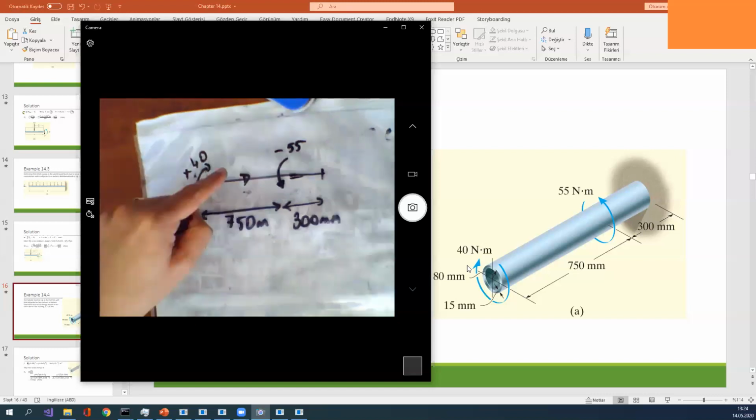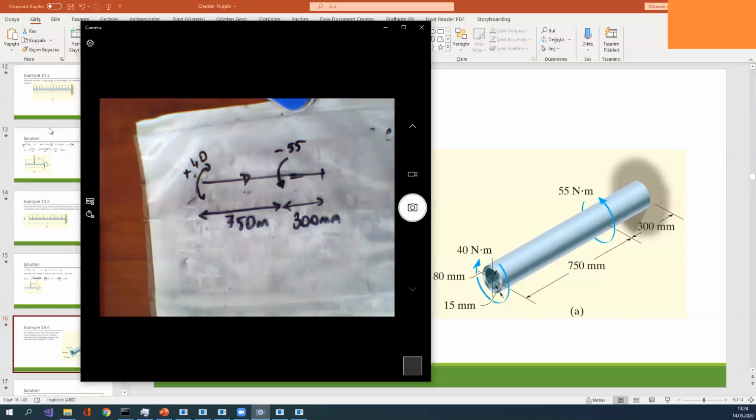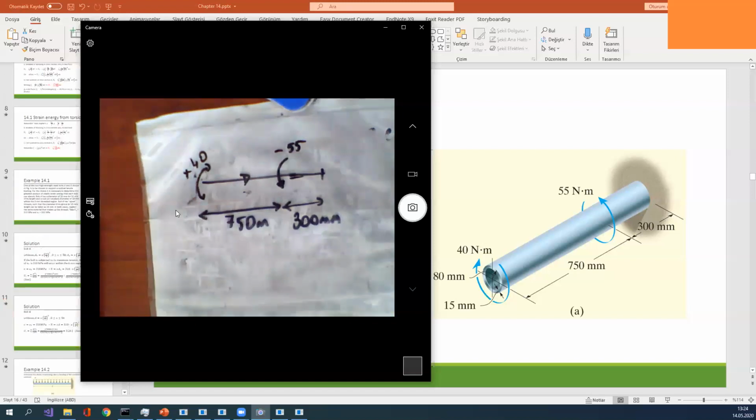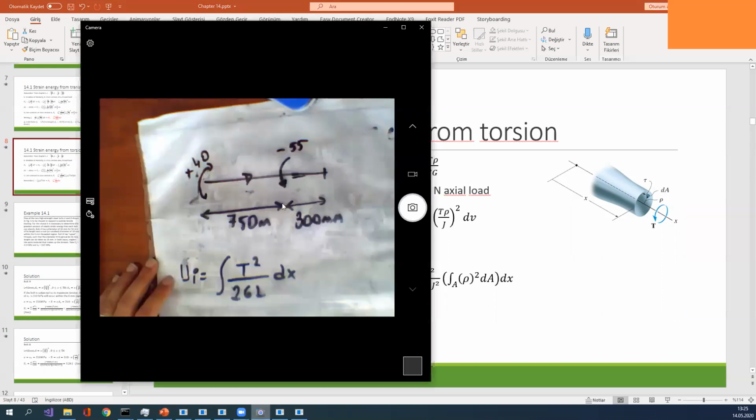So we have two parts. Let me control the general formulation. The energy due to torsion, Ui, is equal to the integral from 0 to L of T squared over 2GJ dx. So this is the general formulation, but in here we have different parts.